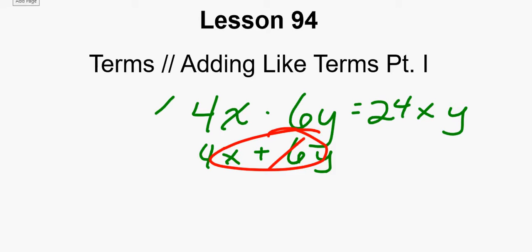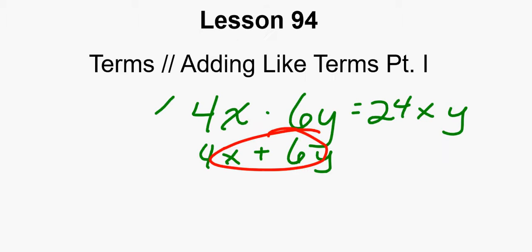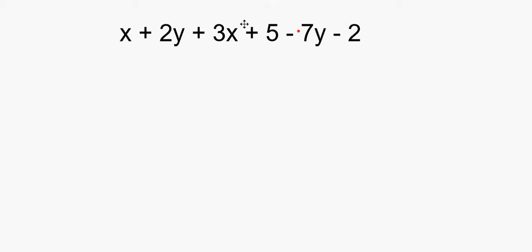Adding like terms, part 1, which means expect more of this excitement at a future date. Get rid of this dot. All right. How many terms do you see here? Let's do some review.